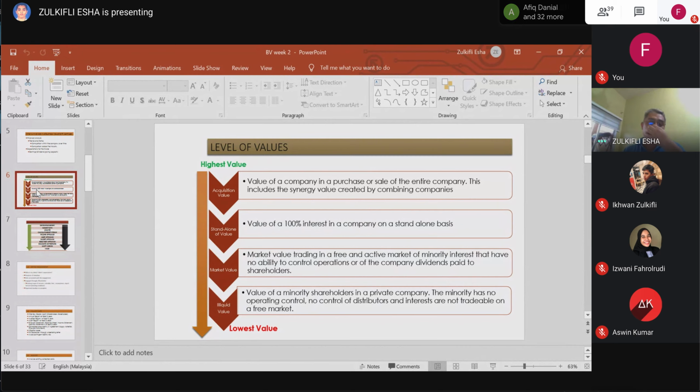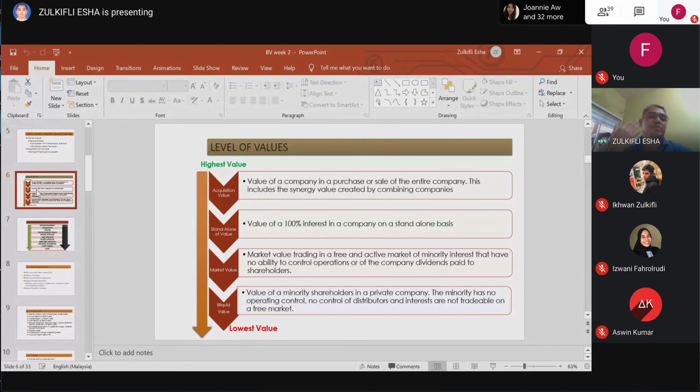So same with the valuation approaches. Basically, all the approaches you have learned or you have studied during your first and second years. So what you are going to do now is just to recall back the concept, the principle of those approaches or methods to make it suitable for business valuation. Because as I mentioned from the beginning, business valuation is quite different because it involves tangible and intangible asset.